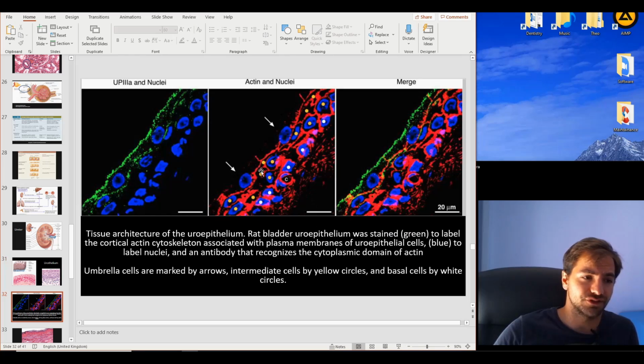In fact, this is a very nice picture of fluorescent microscopy that shows this stratified structure with the umbrella-shaped surface cells on the top. In the middle we're going to find the intermediate cells, and lastly the basal cells that are connected to the basal membrane. Exactly, this is how it looks in the picture of the fluorescent microscopy. So let's visualize this in the microscope, shall we?